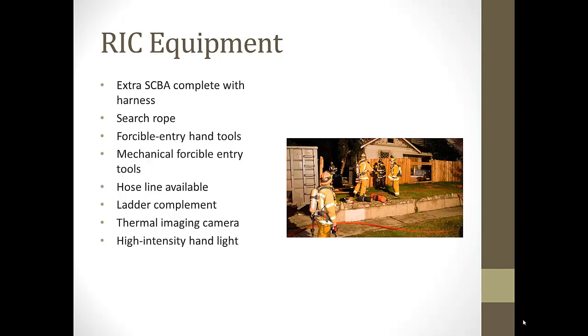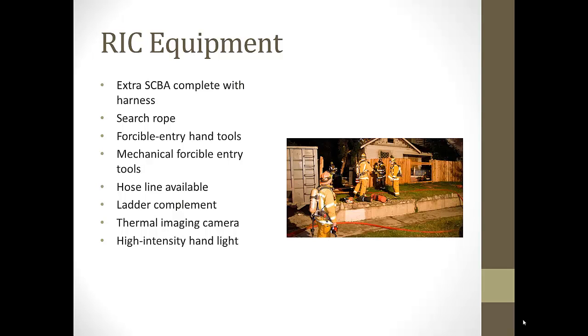You should have a hose line available to you. If you need ladders, you should have a ladder. You should always have a thermal imager camera, or a TIC, and you see that's in the captain's right hand there. He has it ready. The captain's standing back. His crew is ready. They all have flashlights on them.